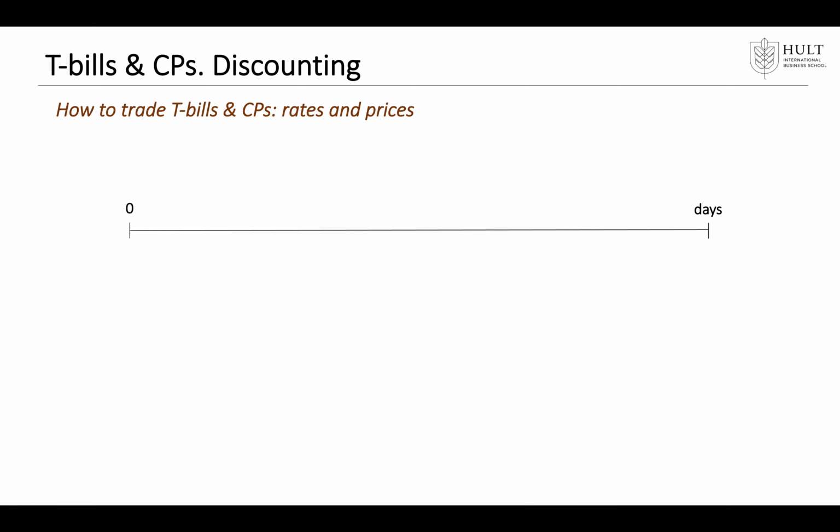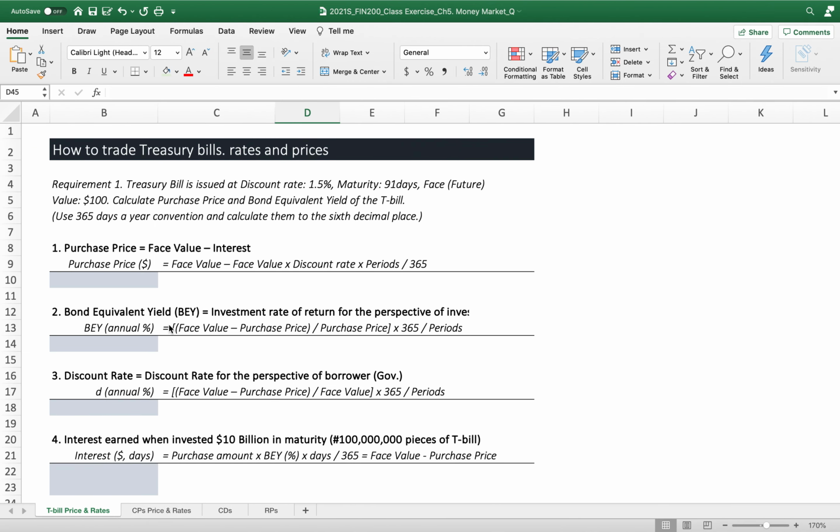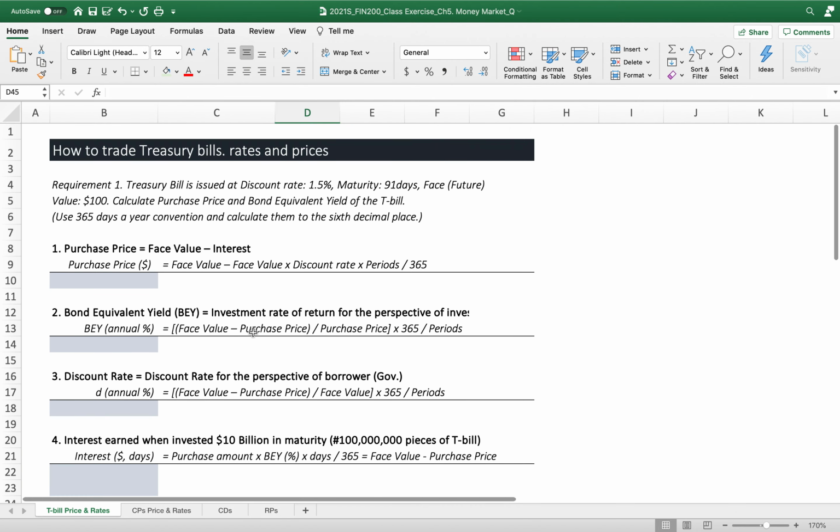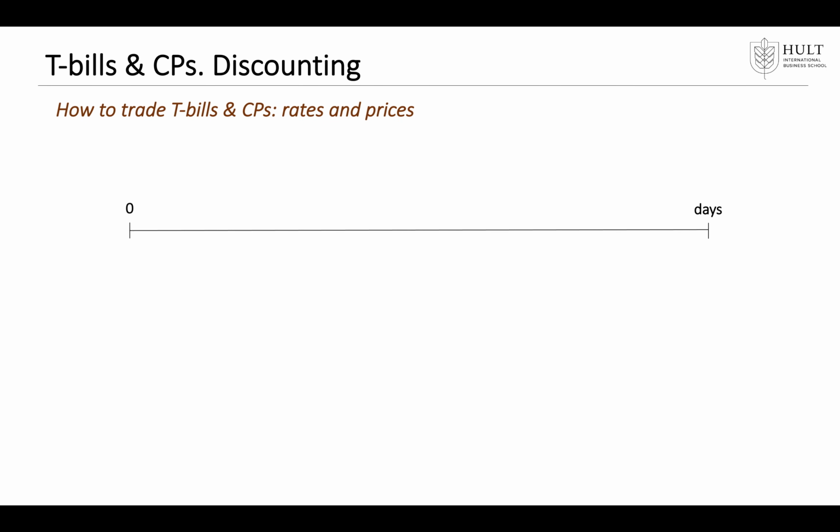Hello students, this video clip will be covering how to trade treasury bills and commercial papers with the discounting concept, and then we'll practice one of these exercises today. As we discussed in class, we are dealing with the money market instrument that has the maturity less than 1 year. So we need to identify how long the days are, which is the period.